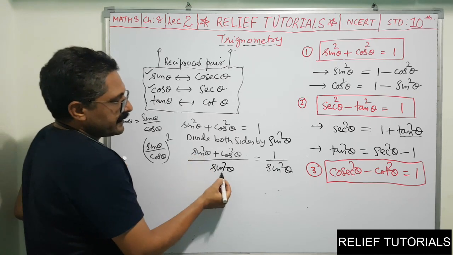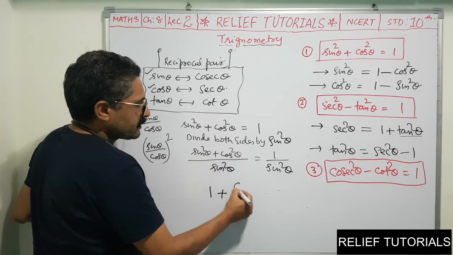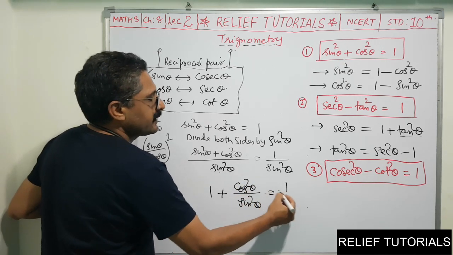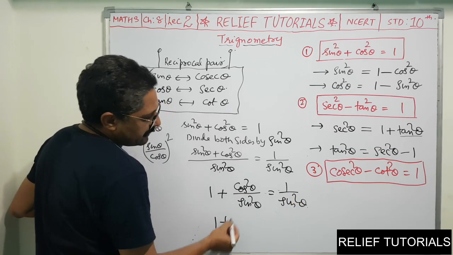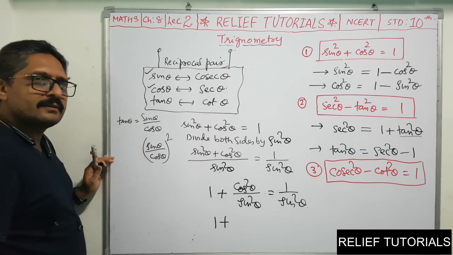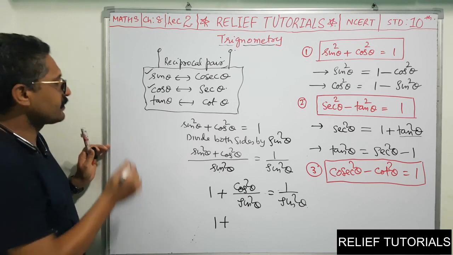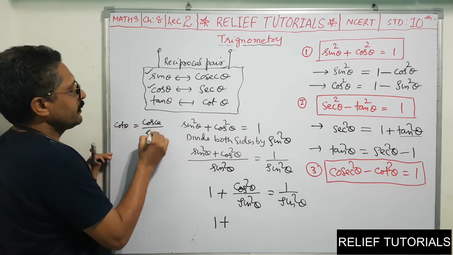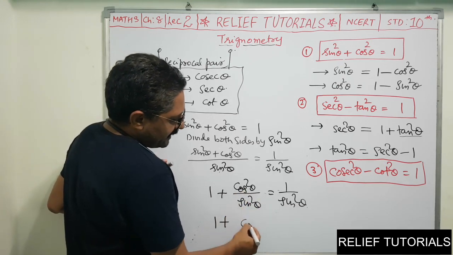Now sin square theta upon sin square theta, we can write 1, plus cos square theta upon sin square theta, and here 1 upon sin square theta. So here it is 1 plus cos upon sin. So now tan theta is equal to sin upon cos. So cot theta is equal to, we have discussed, cos theta upon sin theta.